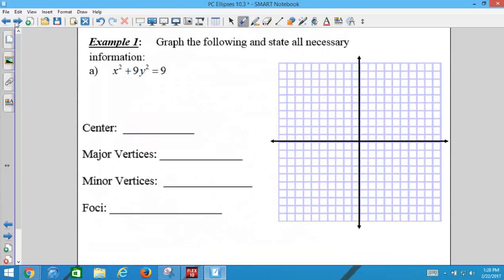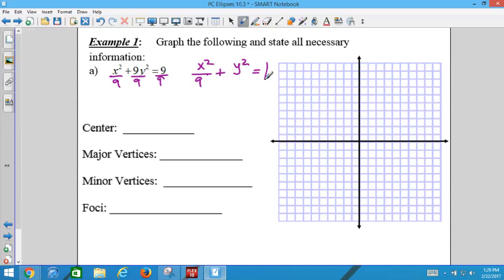There we go. So the very first one: graph the following and state all necessary information. Number 8 is x squared plus 9y squared equals 9. Is this in the correct format, the standard graphing form of an ellipse? No, it has to equal 1, and you can see this does not equal 1. Divide by 9 to make it equal 1. So we'll have x squared over 9 plus y squared equals 1.